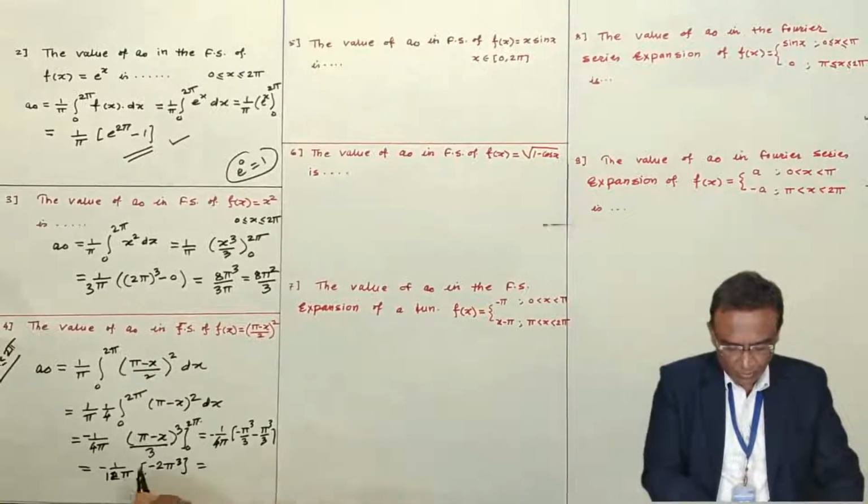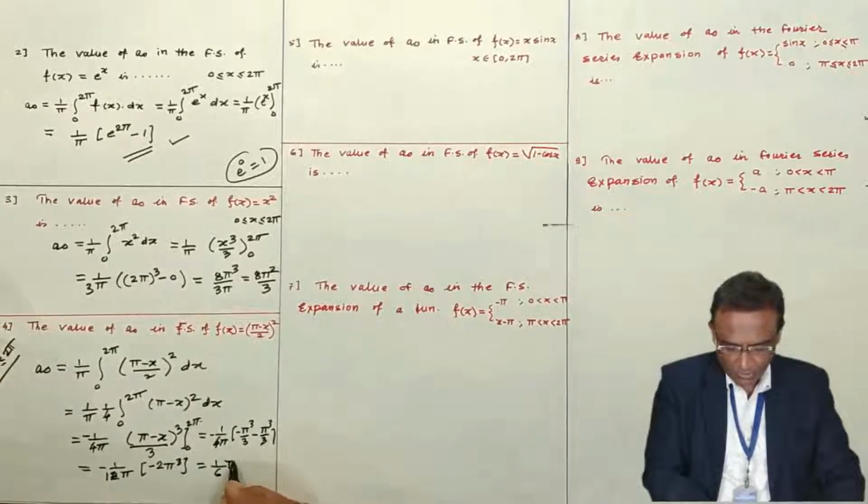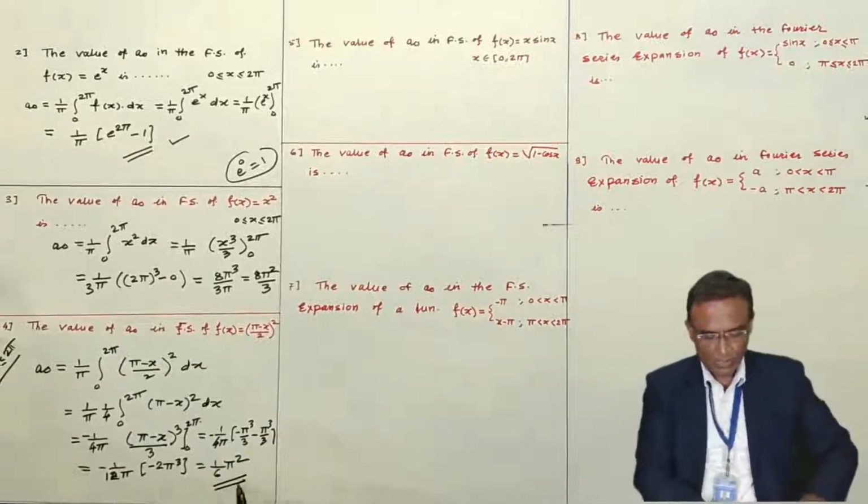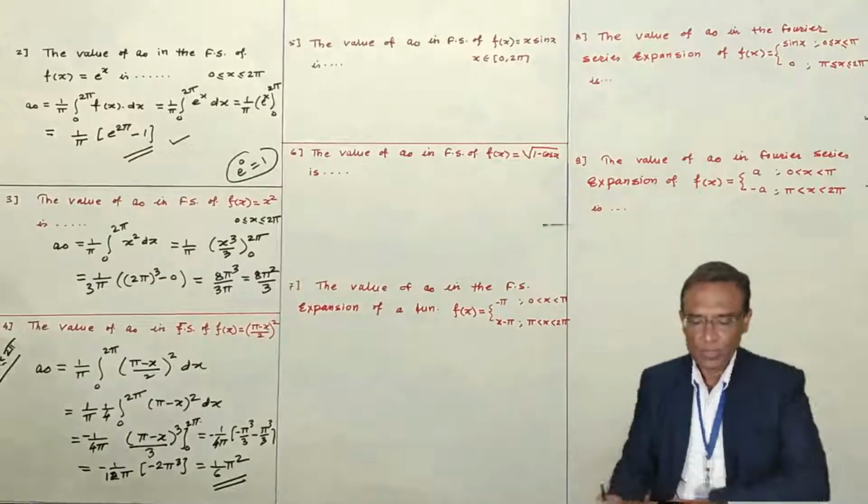Then minus plus 2 by 6. 12 is 6. Pi square by pi is pi square. Pi cube by pi is pi square. Pi square by 6 is what? Value of a0 in this case.